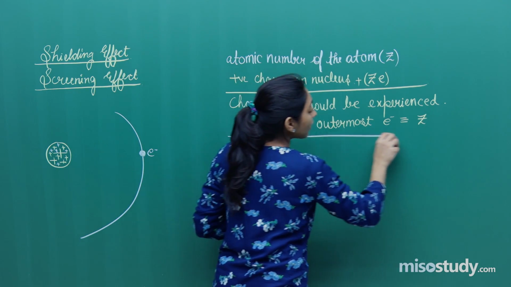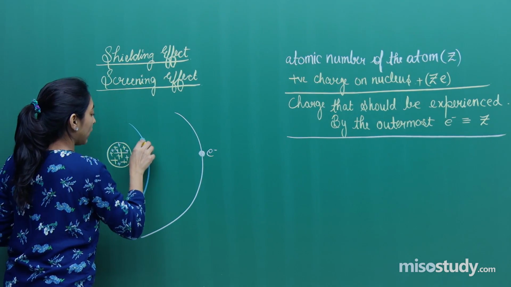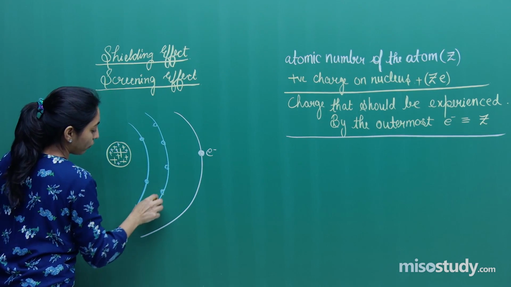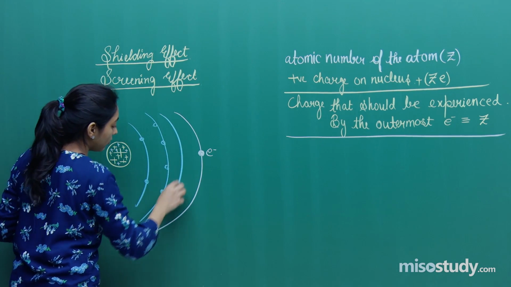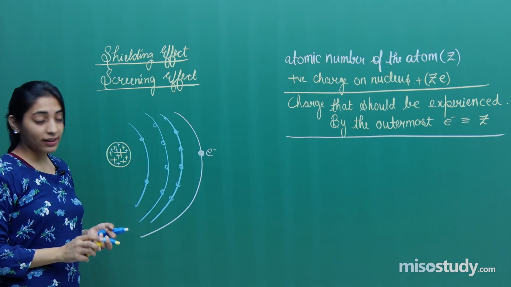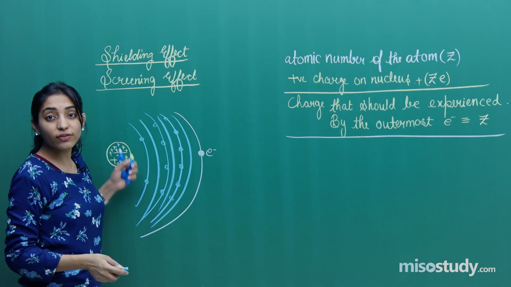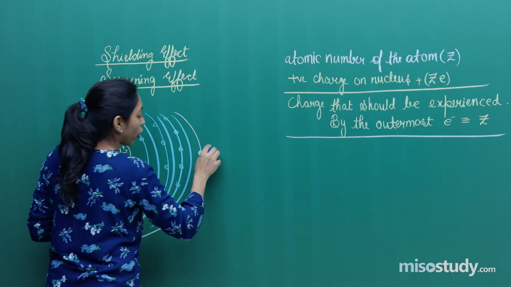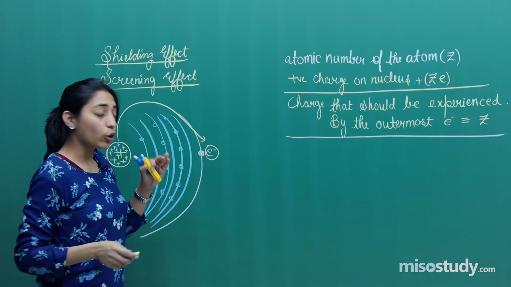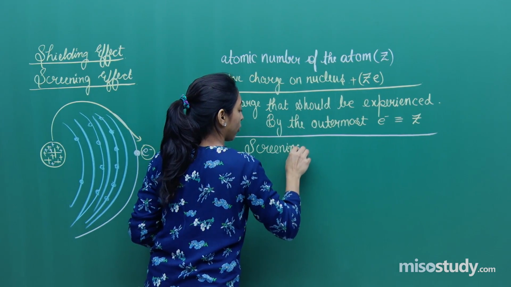Now see, because of the inner lying electrons, let's say 2 electrons were here, then 8 electrons were there in the second shell, 8 electrons were there in the third shell, fourth and so on. So because of the inner lying electrons, the outermost electron will now not be able to experience the complete charge of the nucleus, right? So let us now introduce a constant which is the screening constant.